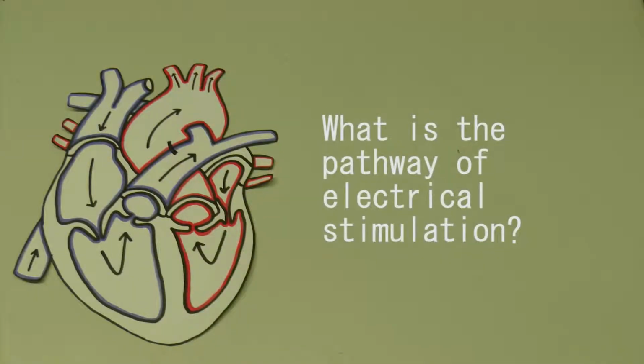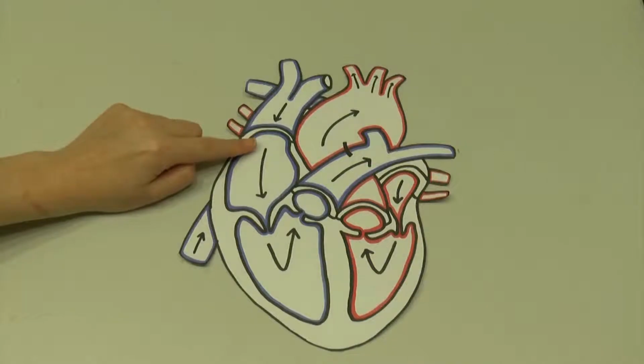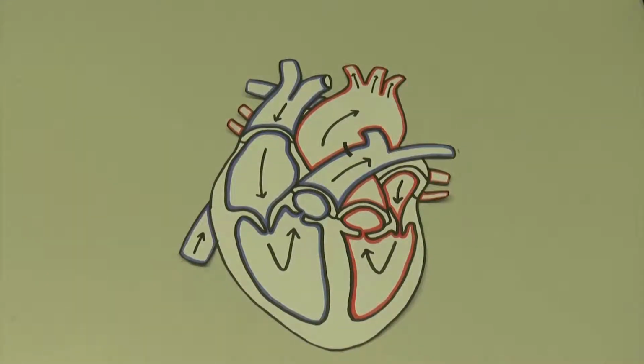So, what is the pathway of electrical stimulation? The sinoatrial node, located here, generates an electrical stimulus, hence why it's known as the heart's natural pacemaker. This small mass of specialised tissue produces an impulse that travels to the atrioventricular node, located here, where the impulse is slowed down temporarily, then continues down the conduction pathway via the bundle of His.